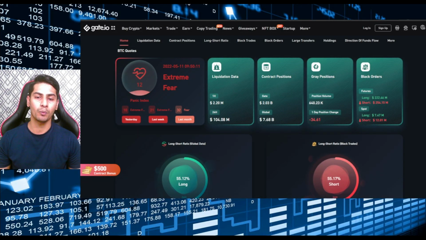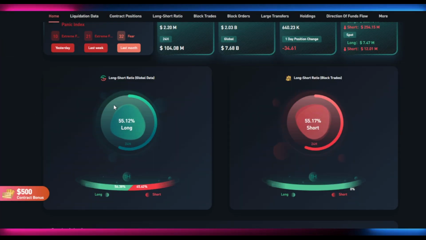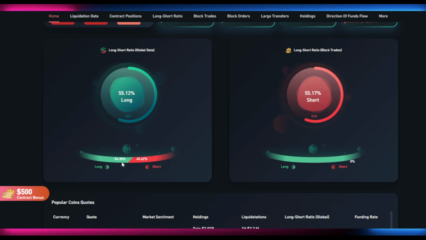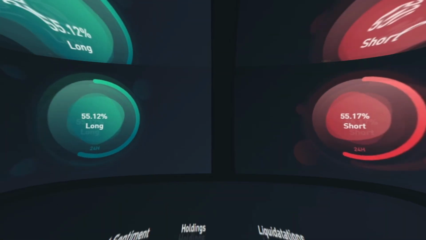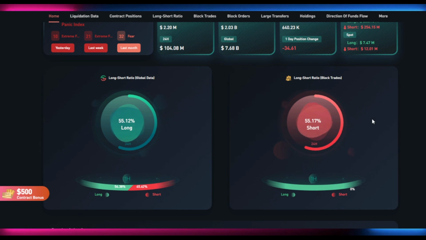If we get into our extreme fear, we can see that the extreme fear in the market has come back to the level of 12. Even if you look into the long and short ratio global data, 55.12% of people are in long positions in 24 hours, and about 54.38% are in long positions against 45.62% in short positions in the 1 hour time frame. For long and short ratio block trades, 55.17% of people are in short positions in 24 hours, and we don't have much data right now for 1 hour when it comes to global block trades.